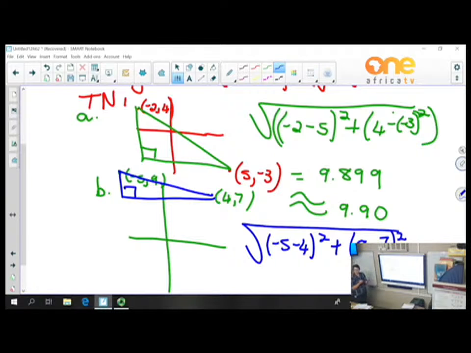Yeah, just a second. I just want to double check. 9.22. Okay, so this one's answer rounds off to 9.22. Okay, C and D. I want you now to try C and D.